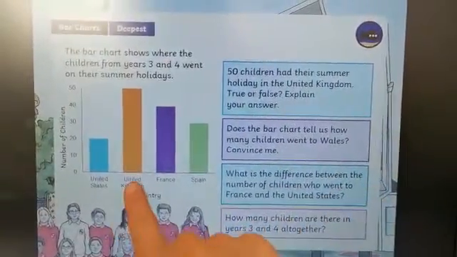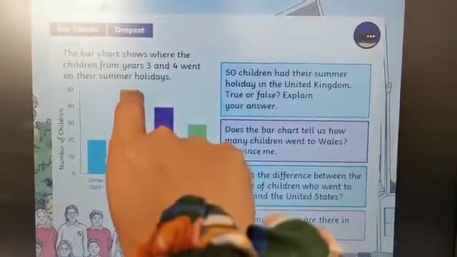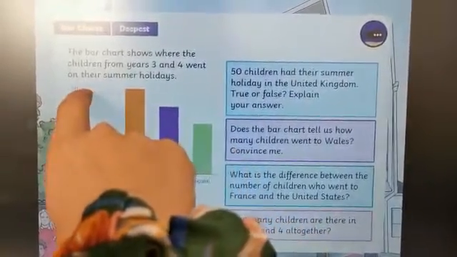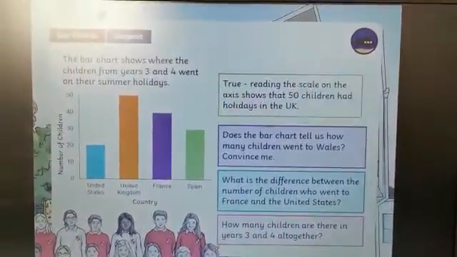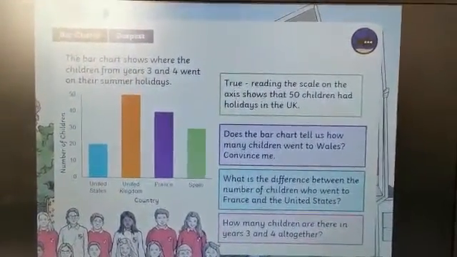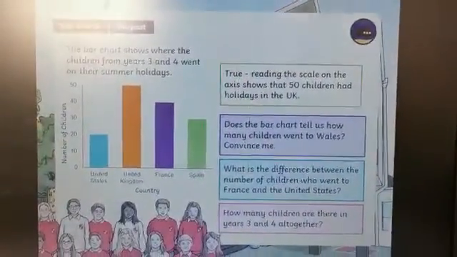So let's go and find the UK. Here it is. Let's go all the way up and look, where does it land on the y-axis? It lands on 50. So that answer is true, because by reading the scale on the axis, it shows that 50 children had holidays in the UK.